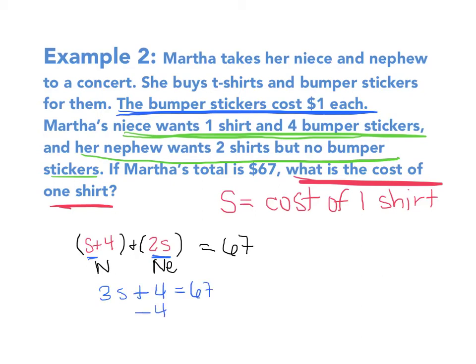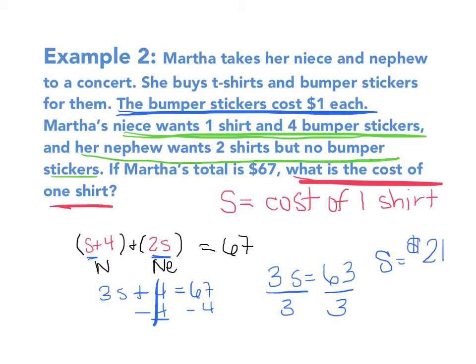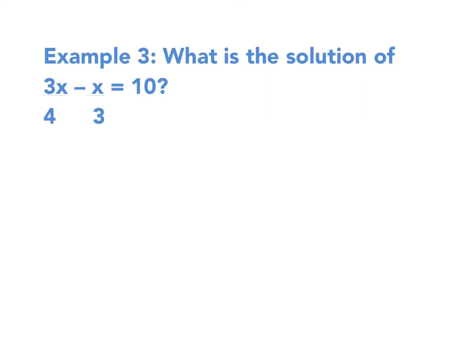I move my constant by subtracting 4. 4 minus 4 is 0. And I get 3s equals 63. I divide by 3 to find out what 1s equals, and find out that the cost of 1 shirt is $21 because 63 divided by 3 is 21. Make sure you get all that down. You do not have to write down the entire word problem.